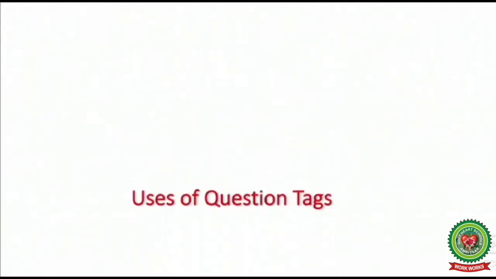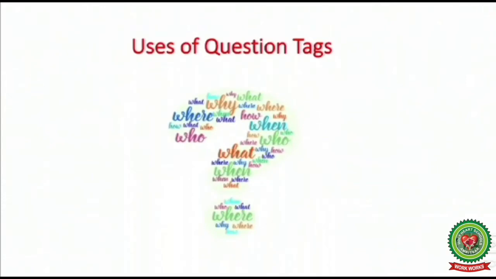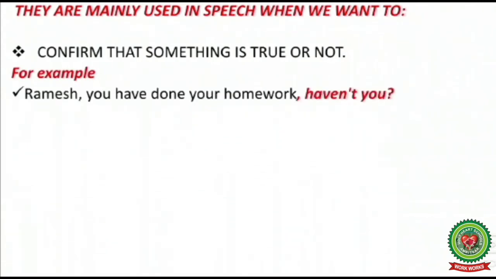Children, now let us understand the usage of question tags. Well, they are mainly used in speech when we want to confirm that something is true or not. Students, let's take an example. Ramesh, you have done your homework, haven't you? Here we are confirming whether Ramesh has done his homework or not.